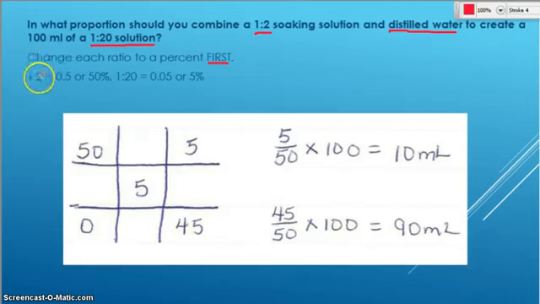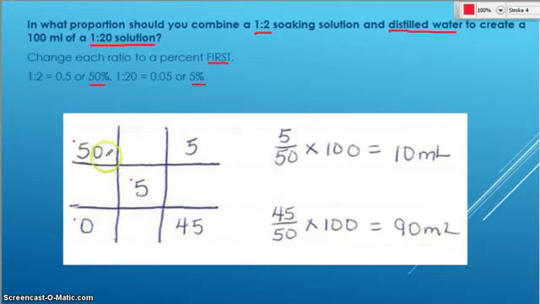Let's go ahead and change those ratios to percents. 1:2, dividing 1 by 2, you get 0.5. Multiply by 100 to change it to a percent, so it's going to be 50%. And then we're going to also do the same with the 1:20, and that becomes 5%. Now that 5% is the one we are making, so that's what goes in the center. We're using that 50% along with that distilled water.